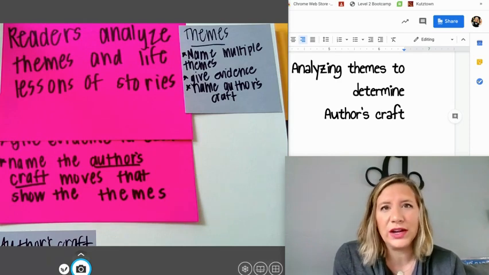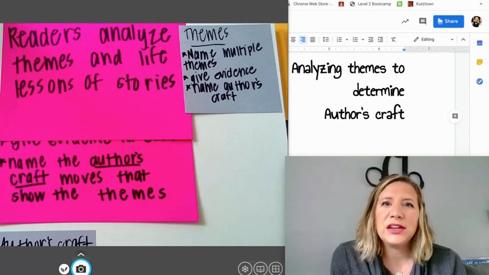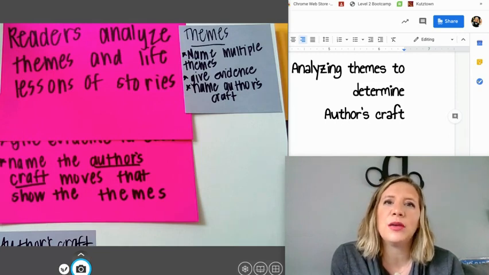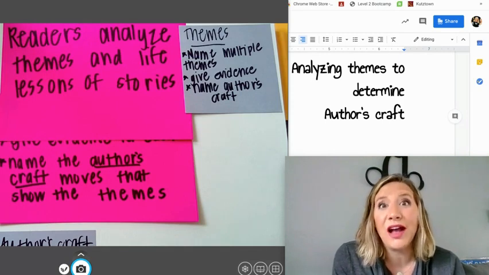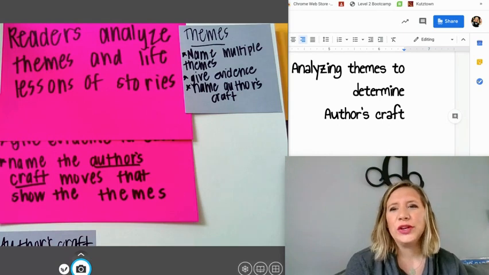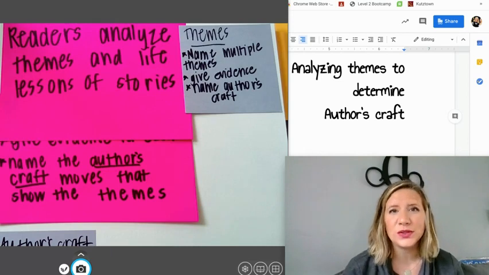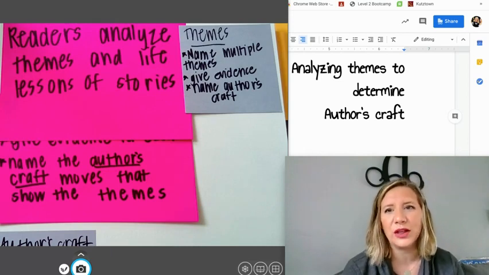Why did the author write this story? What was the purpose behind it? So understanding all of those pieces that we've worked so hard to put together to develop what we think or why we think that author wrote the book and their craft for their book. So to do that today, readers have to remember that they have to analyze themes and life stories and lessons of life stories. And in doing so, they're also analyzing the character to develop those themes and those life lessons.